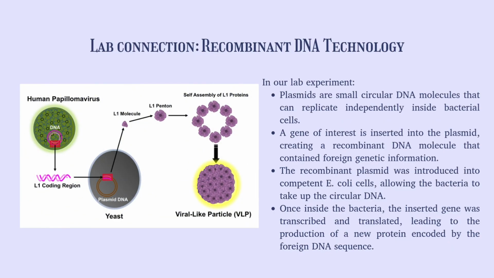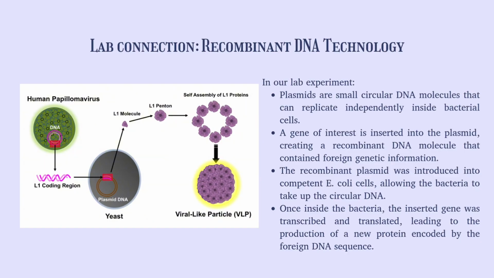Now I want to connect this to our lab. In our bacterial transformation experiment, we worked with plasmids, small circular DNA molecules that replicate independently inside bacteria. We inserted a gene of interest into a plasmid, creating recombinant DNA. This plasmid was introduced into competent E. coli cells. Inside the bacteria, the inserted gene was transcribed and translated into a protein.